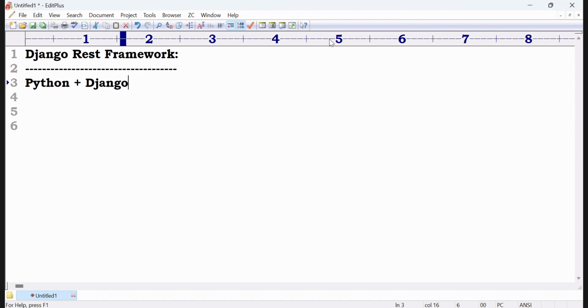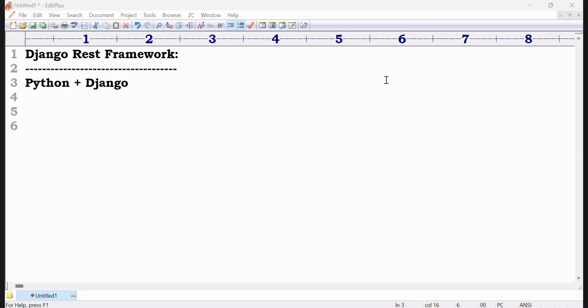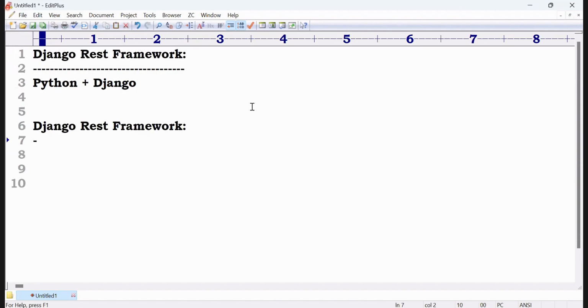So to do this Django, every language corresponding APIs are there. I will explain what it is. You will get clarity. Okay? So Python Django is the common prerequisite. Sir, so what is this Django REST framework?